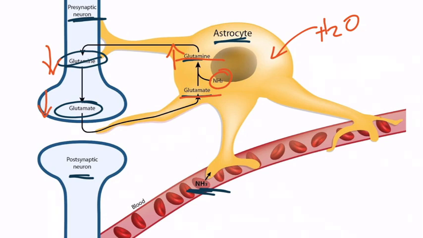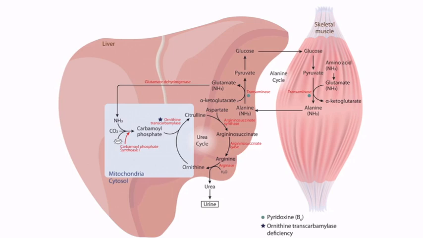Okay, let's continue discussing the urea cycle. Notice that the steps we've discussed so far have all occurred in the mitochondria. You can see the mitochondria is represented right here by this box. However, the next steps we'll discuss occur in the cytosol. It's important for you to know that the urea cycle is a pathway that requires both cytosolic and mitochondrial enzymes.